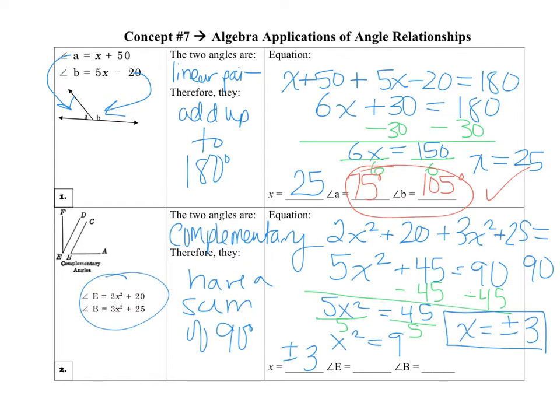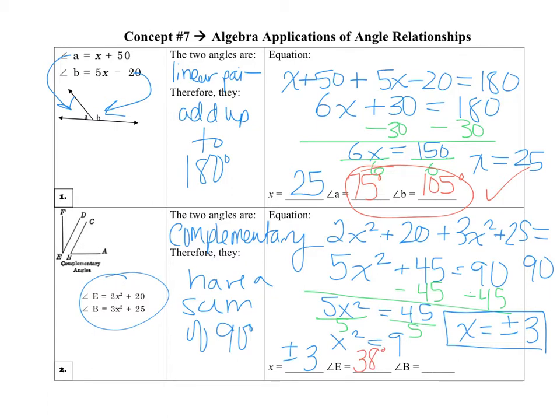Okay, so to find angle E, we're going to plug our x value into this expression. If I plug in positive 3, that's going to become 9. And if I plug in negative 3, that's still going to become 9. So the two answers of positive and negative 3 don't affect this angle measure. Either way, it's 2 times 9. That's going to be 18. And then 18 plus 20. So angle E is 38 degrees.